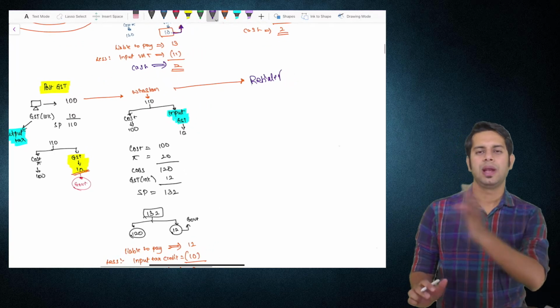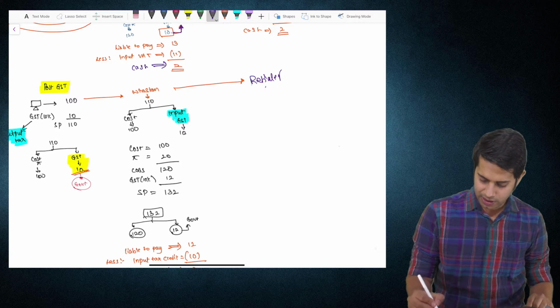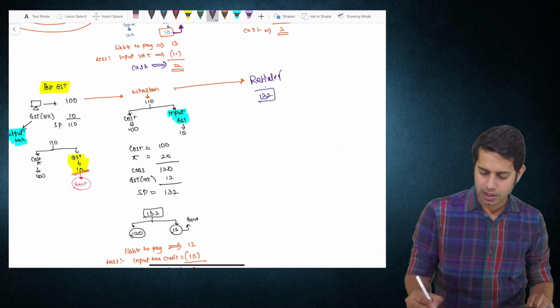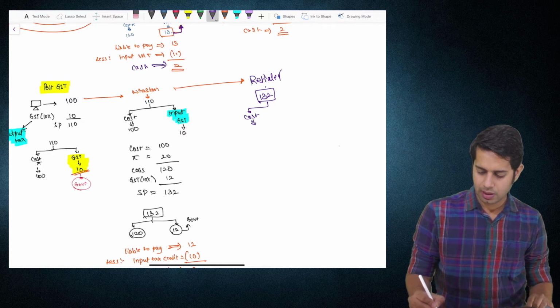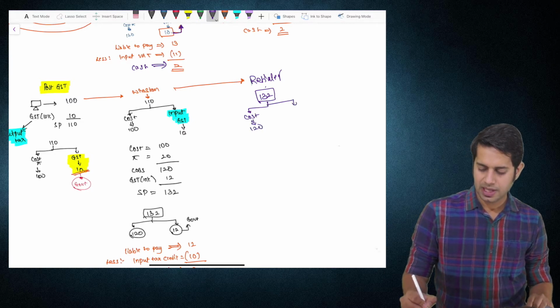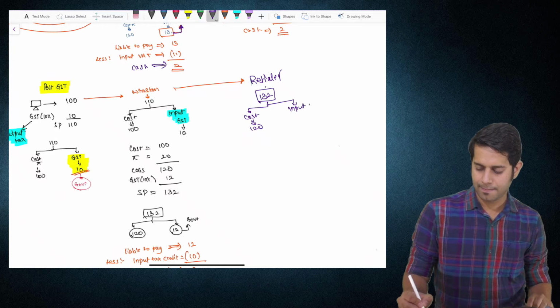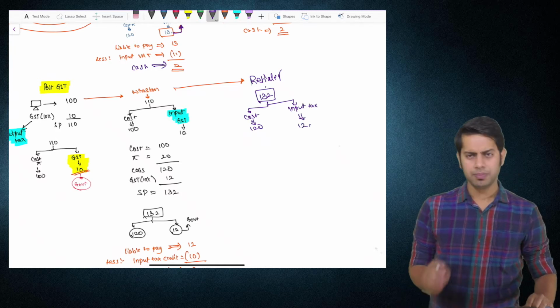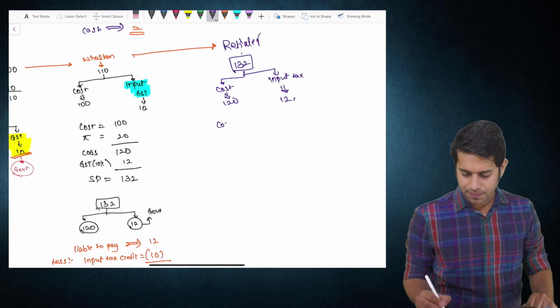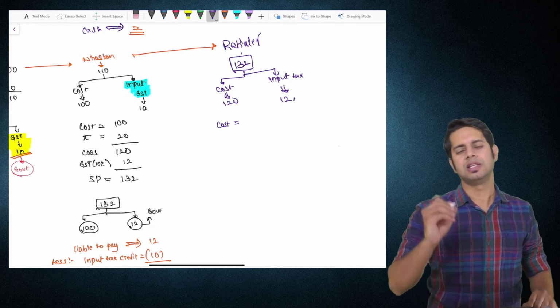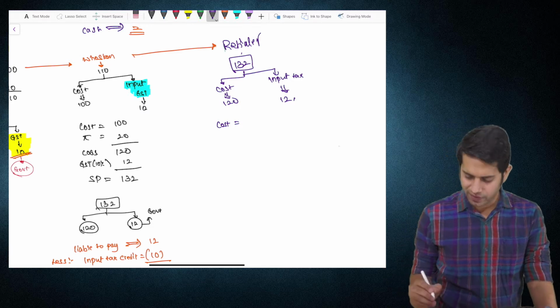How much is the retailer paying the wholesaler? The retailer is paying the wholesaler 132 rupees. This 132 is divided as cost to the retailer 120 plus his input GST. Input tax was how much, sir? Of rupees 12. It is divided in this manner. Now the retailer will also sell this product to someone. He is going to sell this product to the final consumer.